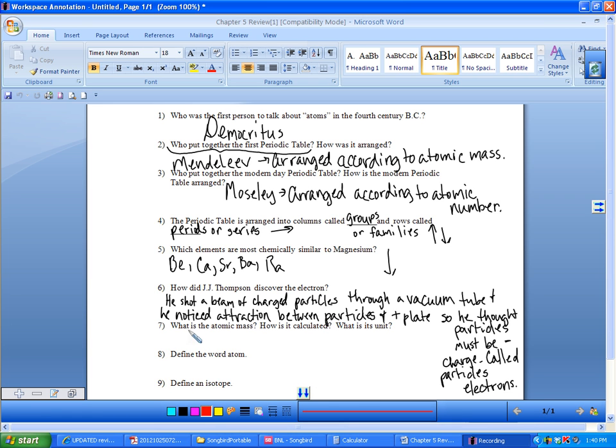All right. What is the atomic mass? And atomic mass is the weighted average of all naturally occurring isotopes. So atomic mass is the weighted average of all isotopic masses of a particular element. And then the question says, how is it calculated?